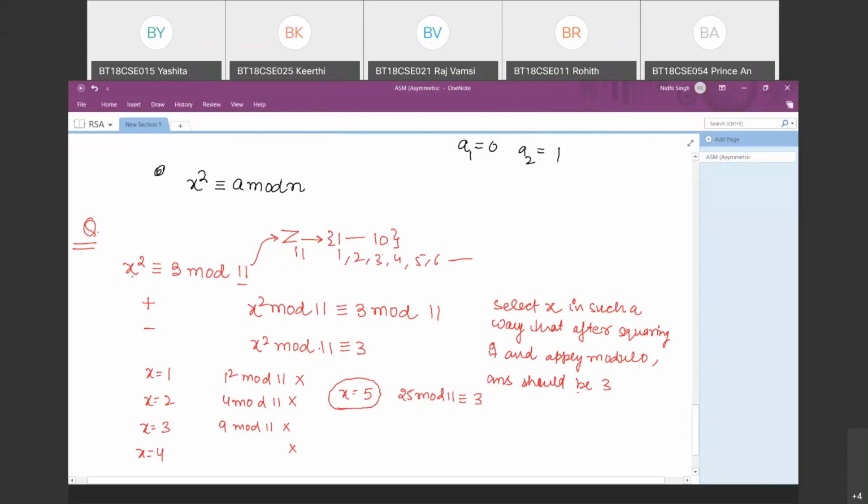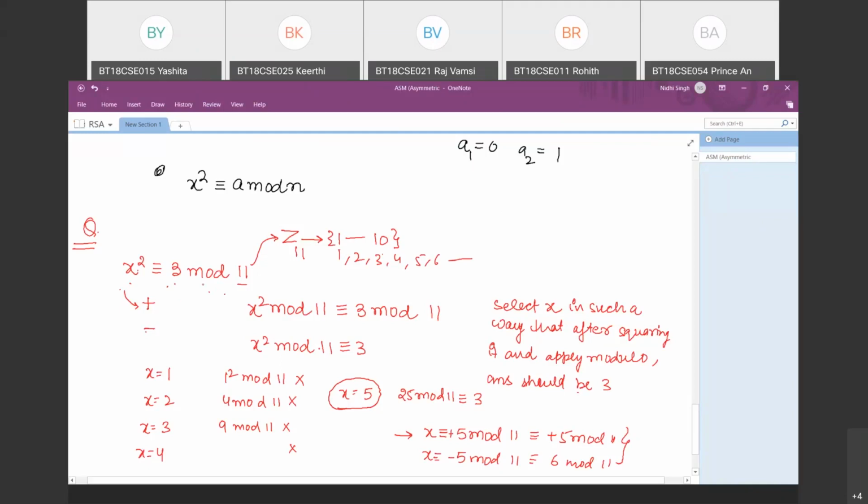Because I am taking x square, there can be two possible outcomes, plus and minus. So there are two solutions. What is the first solution? The first solution will be x congruent to 5 mod 11, the plus value, and the second one is minus 5 mod 11. So we can say plus 5 mod 11, and the other one is 6 mod 11. These are the two solutions of this type of equation, x square congruent to 3 mod 11.